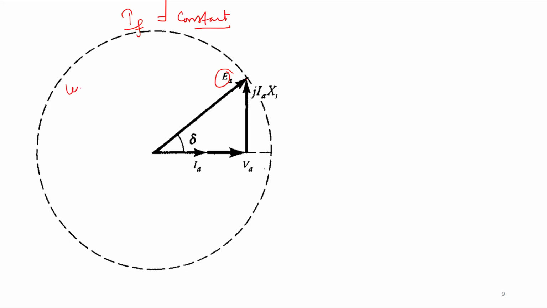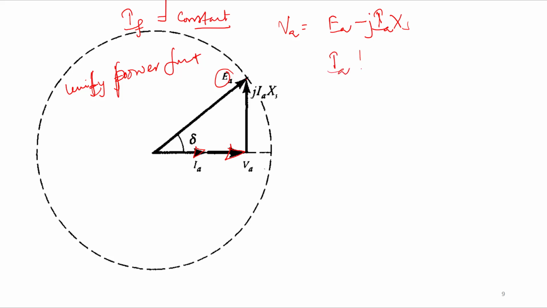This is for the unity power factor. Now the current will be in phase with the terminal voltage VA, right? We are neglecting the impact of the resistance here. So we know the equation VA is equal to EA minus j IA XS, right? In this case, when we draw it, let us say the current will increase now.